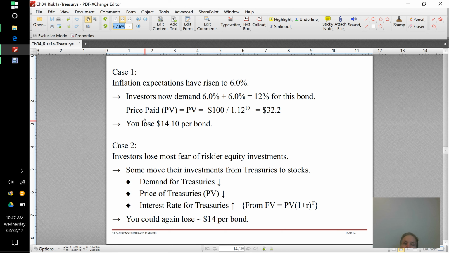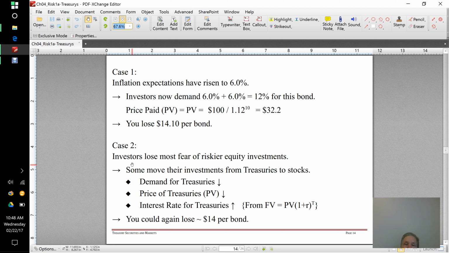So what's the price going to be paid by the person who buys this bond from you one day after you bought it? Same deal as before. We use the PV-FV formula. Okay, they're going to get 100 at the end of the 10-year contract, but now instead of 1 plus 8% to the 10, we have 1 plus 12% to the 10. So they're going to pay you $32.20 for this bond. So you lost 14.1% overnight on this bond. Okay, so that's not good.